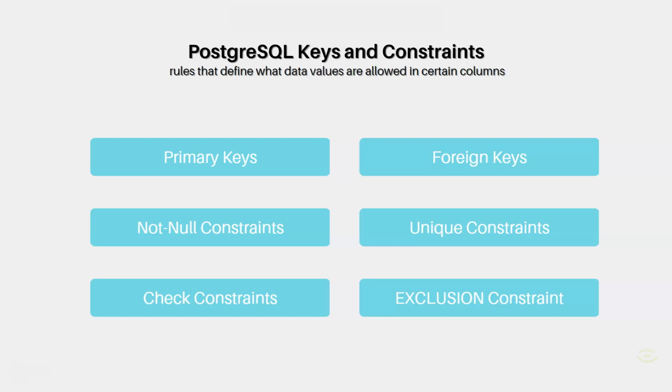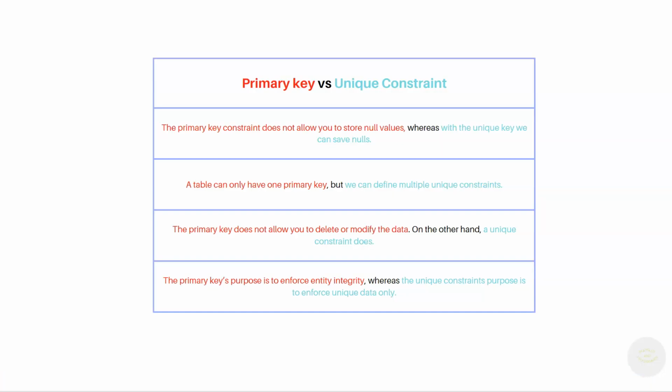If you recall, we gave a similar definition to primary key. We said it is a unique identifier for a row of data. But there are some key differences between the primary key and the unique key. The primary key constraint does not allow you to store null values, whereas with the unique key, we can save nulls. A table can have only one primary key, but we can define multiple unique constraints. The primary key does not allow you to delete or modify the data. On the other hand, a unique constraint does. The primary key's purpose is to enforce entity integrity, whereas the unique constraint's purpose is to enforce unique data only. Actually, making a column primary key is essentially equivalent to adding not null and a unique constraint to that column.